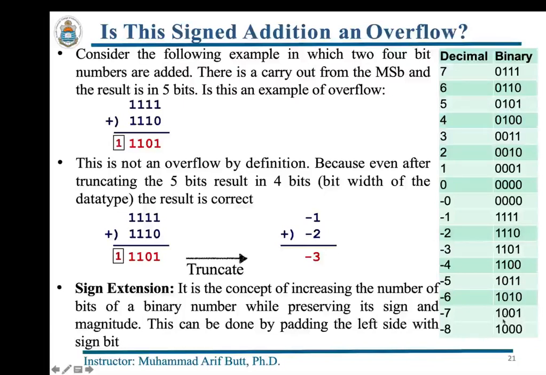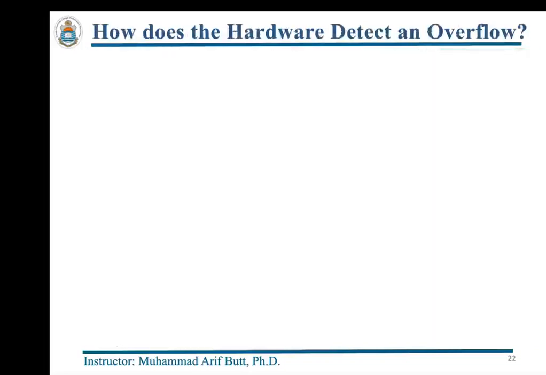Similarly, if I come over here, if I add a lot of ones on the left side of this -7, it will remain -7. So in case of positive numbers, you add zeros on the left, in case of negative numbers, you add ones on the left. This is called sign extension. It doesn't have any impact on the magnitude of the number. And now let me move ahead and answer the question of how we can detect the overflow.